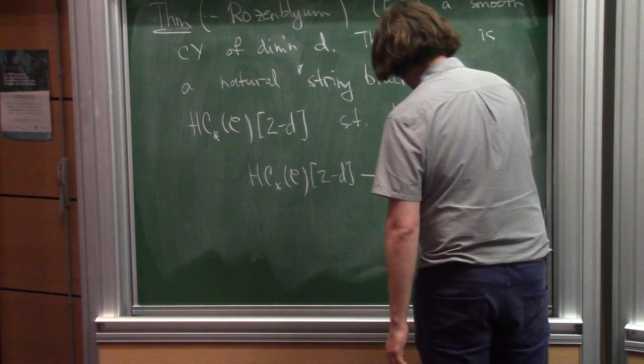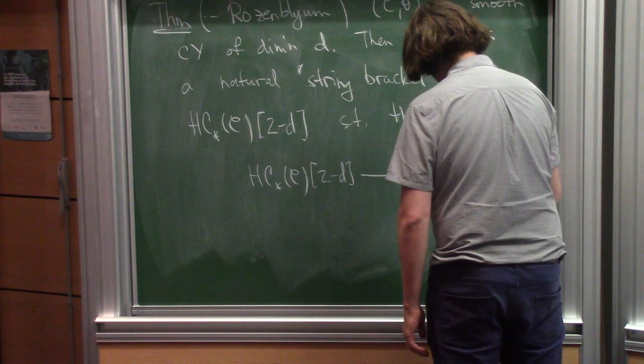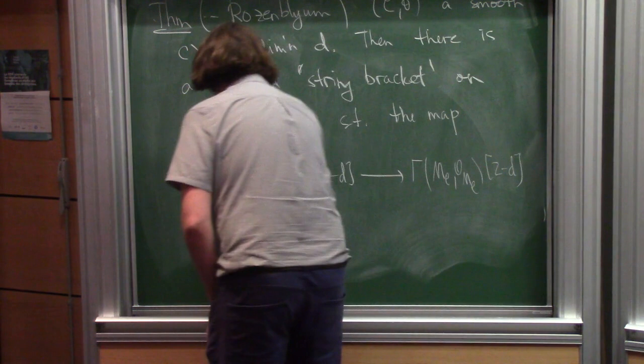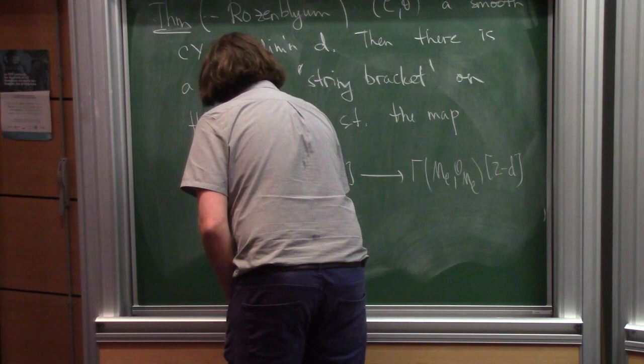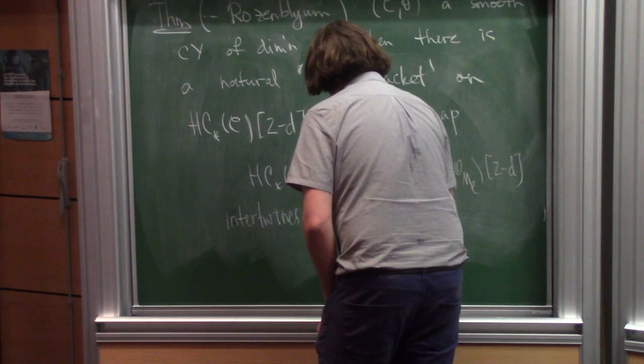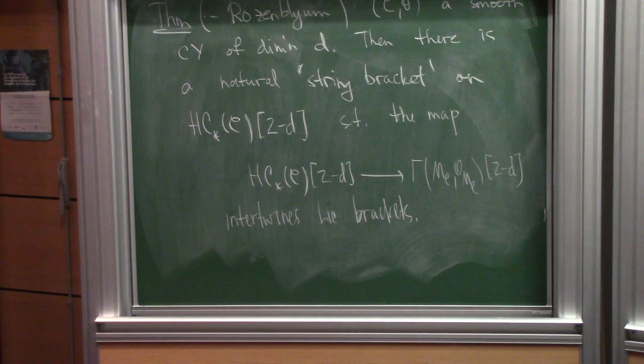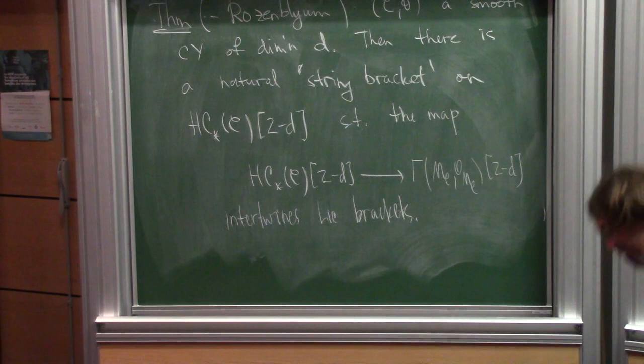So I have this map to functions now with a shift. So this is a map of Lie algebras. So this intertwines Lie brackets. This left hand side will map to deformations. So these are kind of Hamiltonian deformations. And the left hand side will be abstract deformation of this Calabi-Yau pair with an extra condition, which I'm going to explain now.